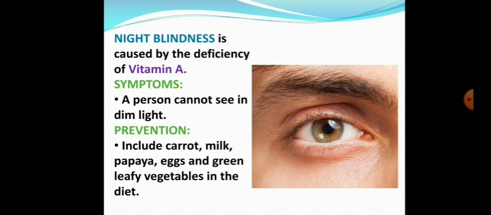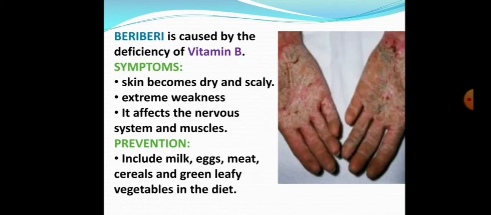We should include all those things which are a very good source of vitamin A in our diet. Now, beriberi. It is caused by the deficiency of vitamin B. Symptoms: skin becomes so dry and scaly, you can see in this picture. You can easily see the lines. Extreme weakness, the person will feel very weak, and it also affects our nervous system and our muscles.